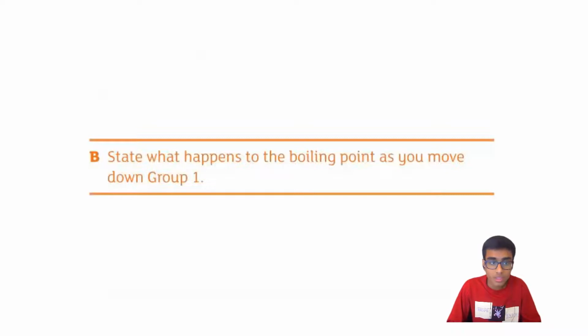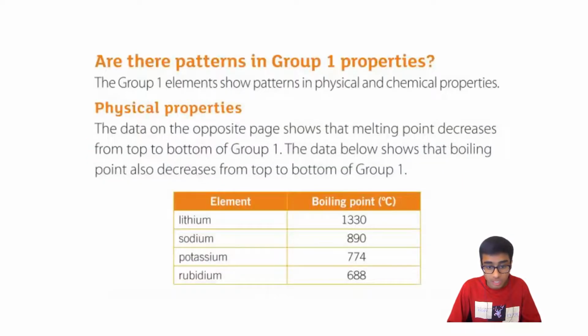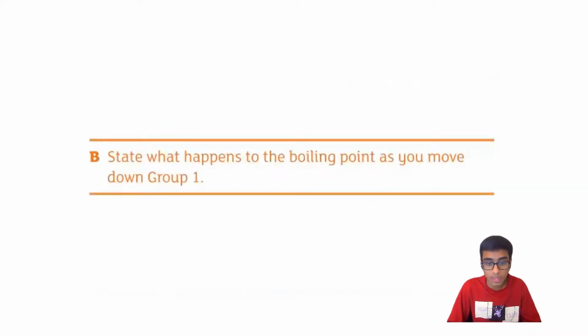This is another question that you can get in your test. State what happens to the boiling point as you move down group 1. As you move down group 1, the boiling point also decreases, as we learned from this table over here, and you can see the values as well if you want. For lithium 1330, sodium 890, and so on.